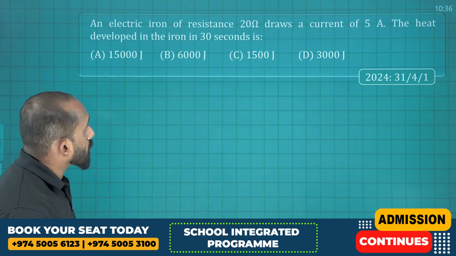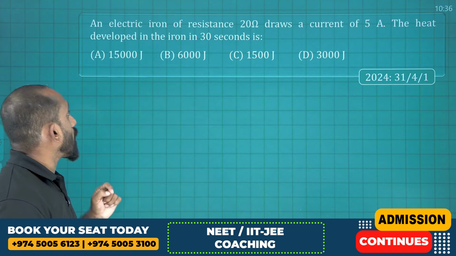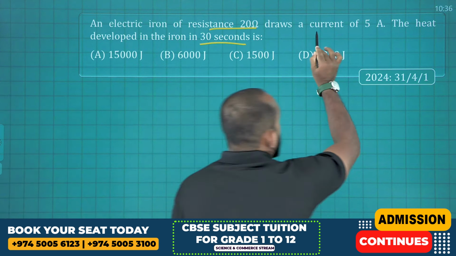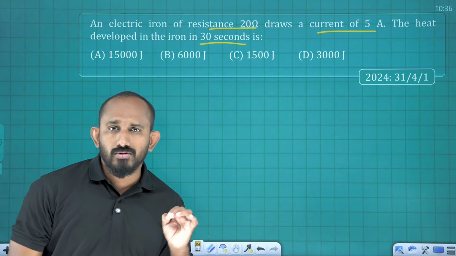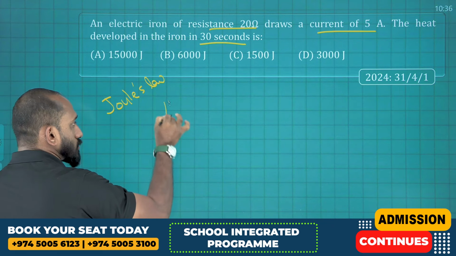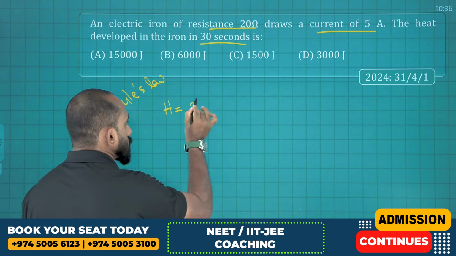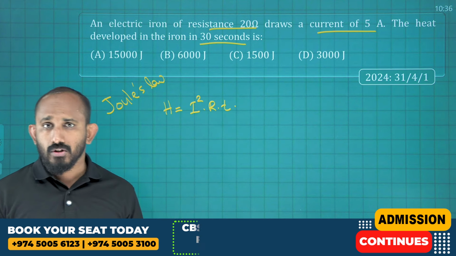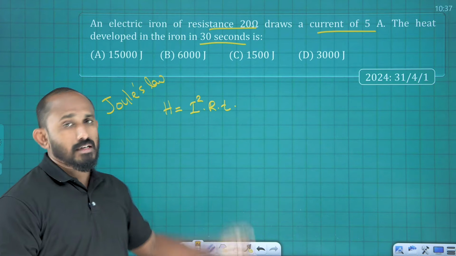An electric iron of resistance 20 ohm draws a current of 5 ampere. The heat developed in the iron in 30 seconds is? So resistance is given, current is given, and time is given. You have to find the heat produced. From Joule's law of heating we know, H, the heat energy produced in a conductor by the flow of current, is equal to I square times R times T. It is proportional to the square of the current, proportional to resistance, and proportional to time. So I square RT is the formula.